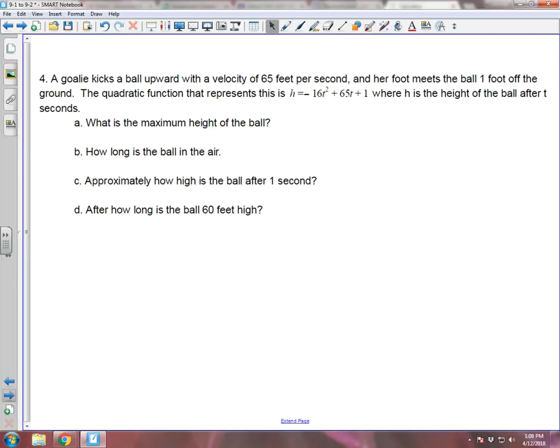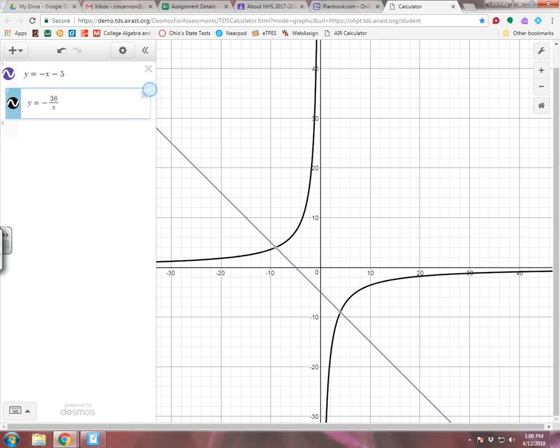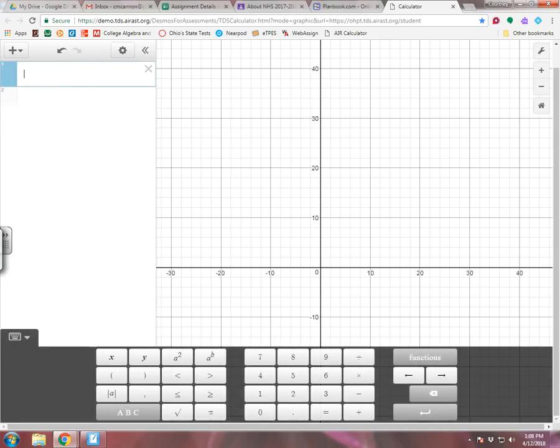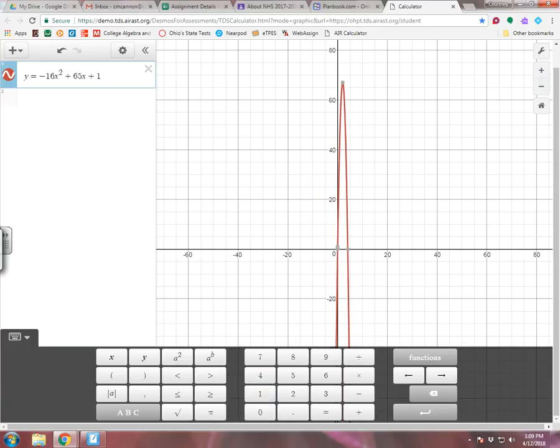Okay, so what are you doing right now? Go for it. No, just leave it in there for now. How's your graph look, folks? Same as mine?